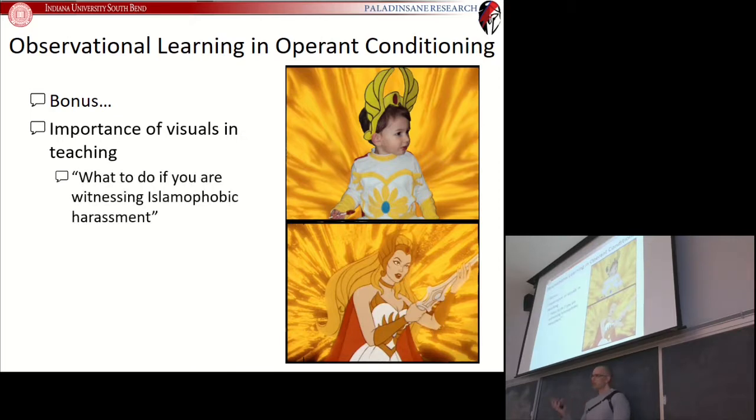So there was a pamphlet that came out a couple of years ago, and it was titled, What to Do If You Are Witnessing Islamophobic Harassment. So this was when the political tides changed, and because of observational learning, racists were coming out of the woodwork. I don't want to get too political here, but if you remember a few years ago when the alt-right all of a sudden said, you know what, we're going to come out, we're going to be racist, and we don't want Muslims, and we don't want immigrants, and we don't want this coming in.